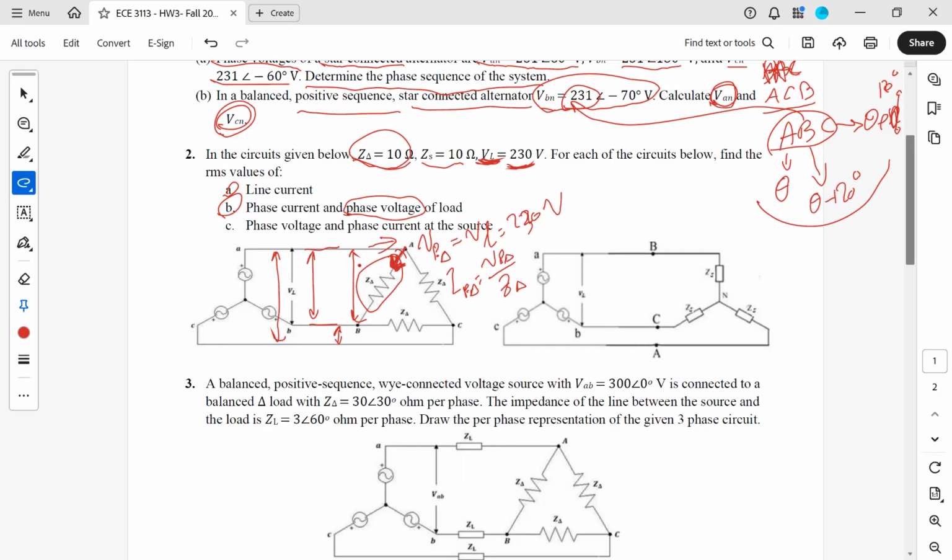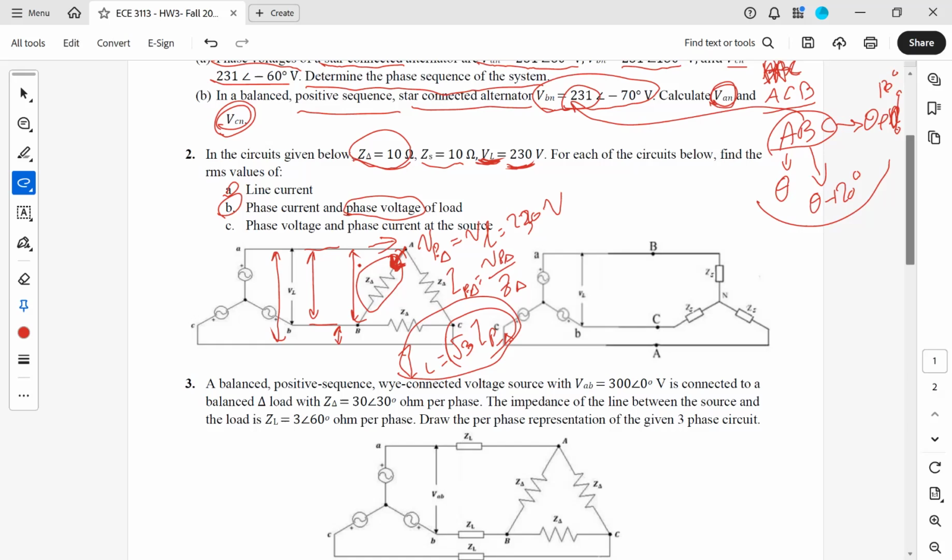in a star connection. So the line current in a delta connection is going to be square root of 3 times the phase current of the delta connection. So by this rule, we can easily calculate the magnitude of the line current here. And the theta, we know it's going to be plus 30 based on the rule that we discussed before in class. So using this rule, we could also answer part A for the first circuit.